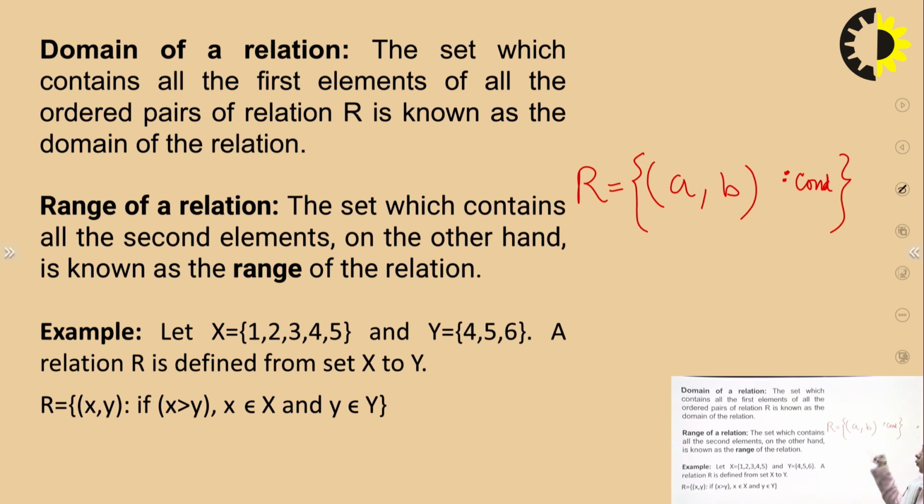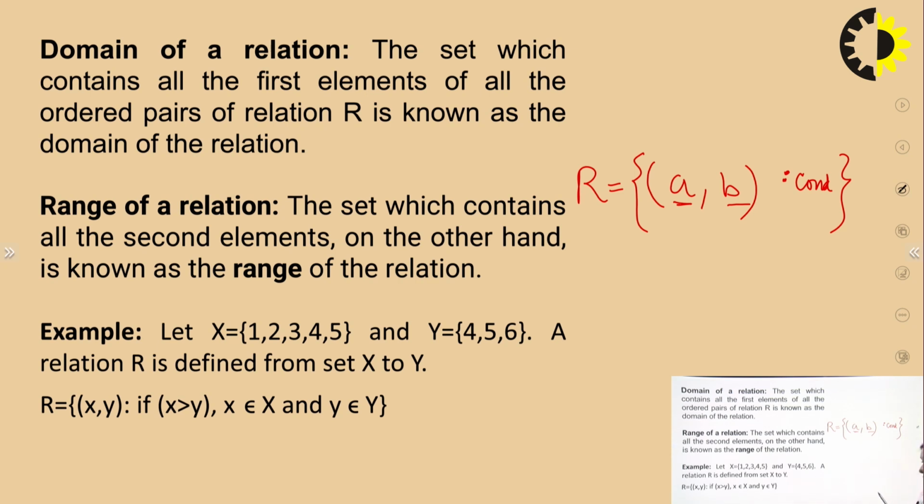Now, whatever pairs I have, the first component of these pairs which belong to set A is known as the domain of the relation, and the second component of these ordered pairs which belongs to set B is known as the range of the relation. So domain is the set of first elements of all the ordered pairs of the relation R, and it is known as the domain of the relation, and the range contains all the second elements of the relation, and it is therefore known as the range of the relation.